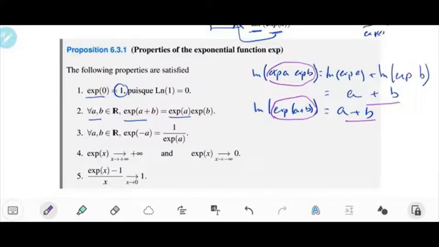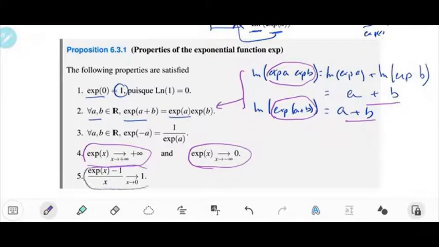So this is how you prove this formula in here, which is the most important formula for exponential. Then, of course, you can deduce from all this that exponential minus a is 1 over exponential a, and using the limits obtained for ln, using the symmetry with respect to y equal x, we can prove that exponential x tends to plus infinity when x tends to plus infinity, and exponential x tends to 0 when x tends to minus infinity. And also we can prove that exponential x minus 1 over x goes to 1 as x tends to 0.